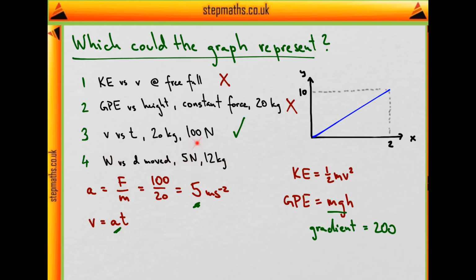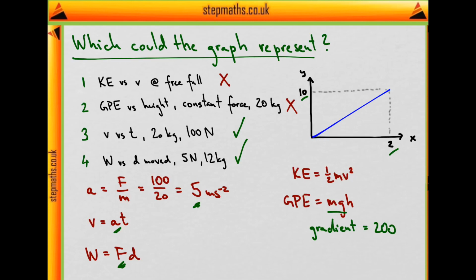The fourth option says work done versus the distance by which that 12 kilo object is moved with the force which is doing the work, 5 newtons. And again, there is a linear relationship. Work is force times the distance covered. And as we can see, the constant of proportionality here is force, which in our case is 5 newtons. That should be the gradient. And is 5 the gradient? Yes, we already found that it's 10 divided by 2. So that can also be what the graph is representing.